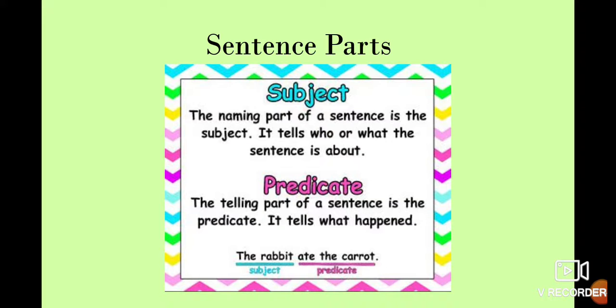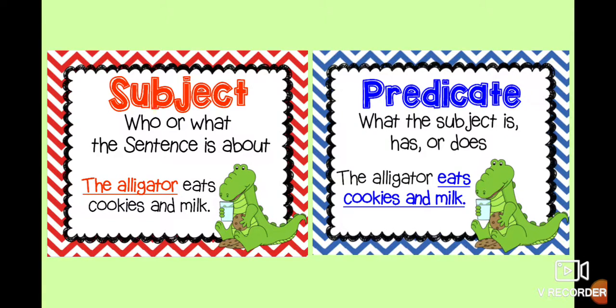In this case, we have an example. The rabbit ate the carrot. The rabbit is the subject because this one is the naming part. That means the one that developed the action. And ate the carrot is the predicate. That means the action that is developed by the subject. Yes? Okay, let's continue.